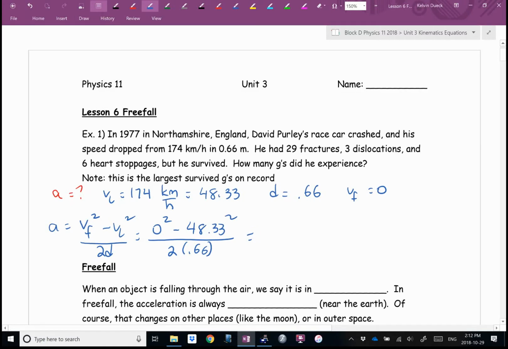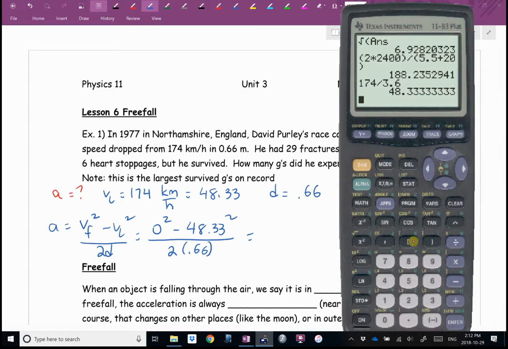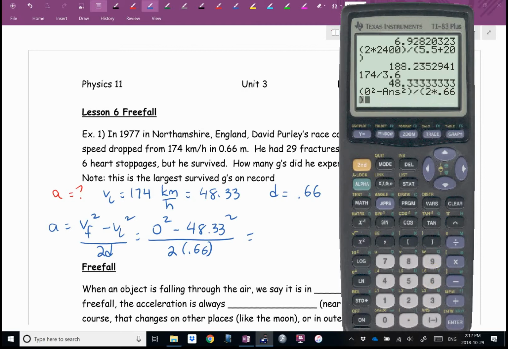This is going to give us an answer in meters per second squared. Bracket 0 squared minus, answer button squared. Has everyone figured out where their answer button is? If not, make sure you ask me. I can walk you through it. Close off the top, divided by bracket 2 times 0.66. Do you get negative 1,769.8?